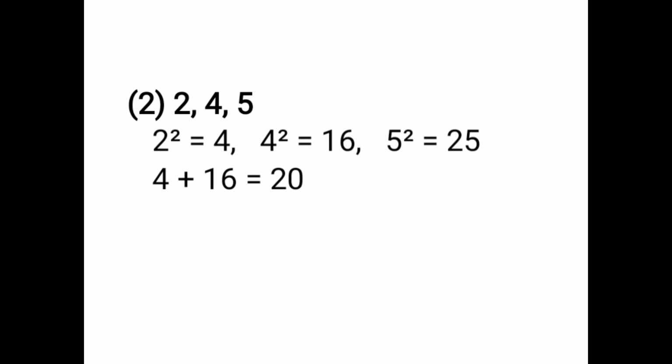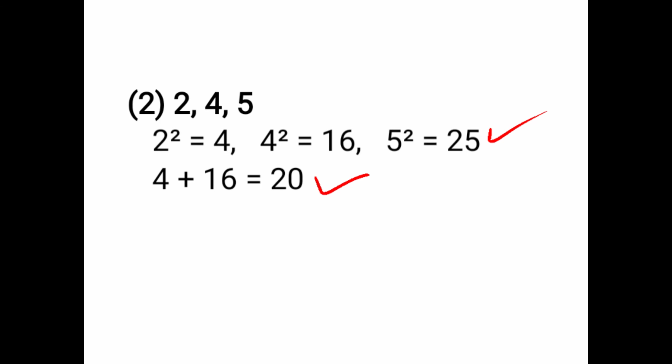Okay. 2 square means 4. After writing the square of the numbers, the answers you have to add. Okay, not 2 plus 4 which is in the question. After finding the square of the numbers, you have to add the answers, the squares of the numbers. 4 plus 16 is coming 20. Okay. Then 5 square is coming 25. 20 and 25 you have to compare.